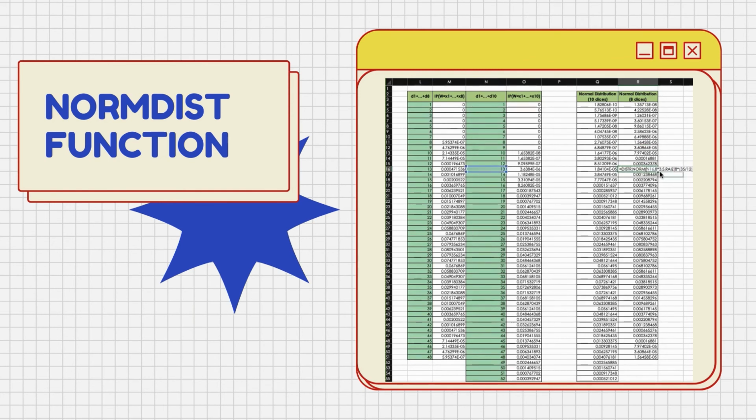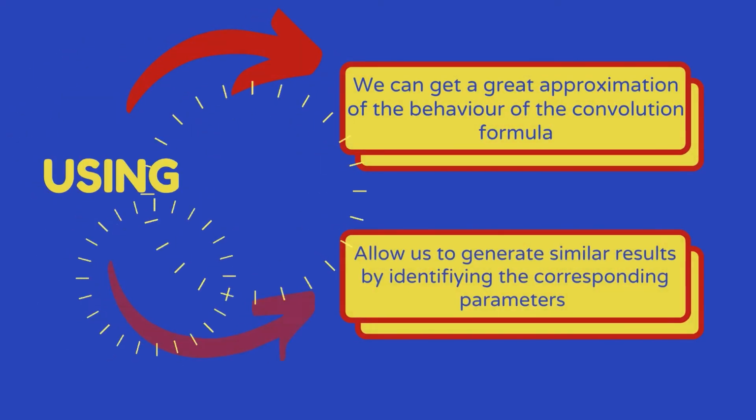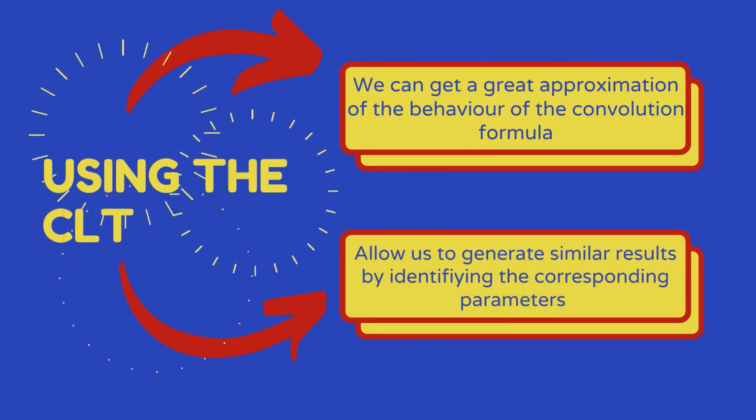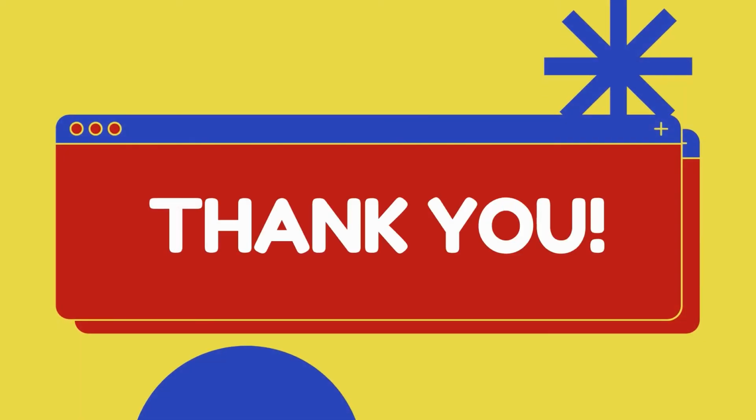And these were the following results. It is possible to observe that indeed by using the CLT we can get a greater approximation of how the behavior obtained from the convolution formula is very well and normally distributed. Knowing that the CLT allows us to generate similar results by identifying the corresponding parameters, n, mu, and sigma greater than 0.